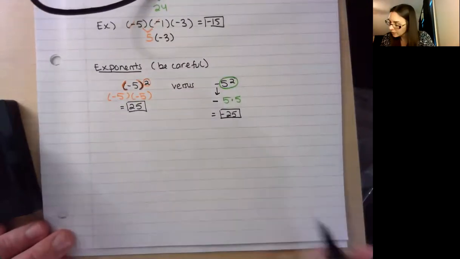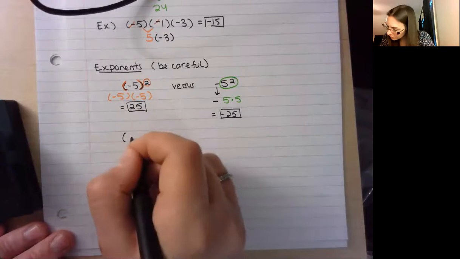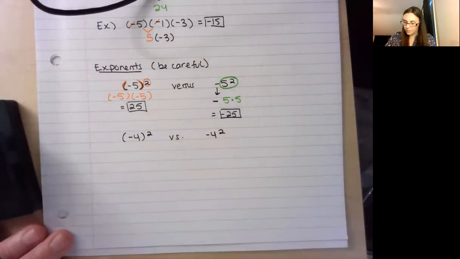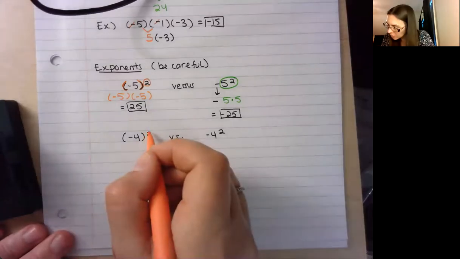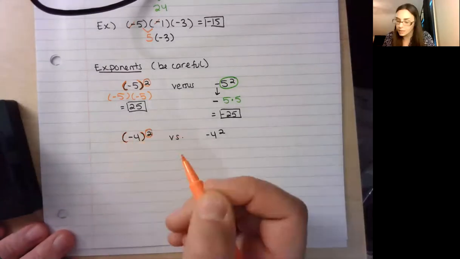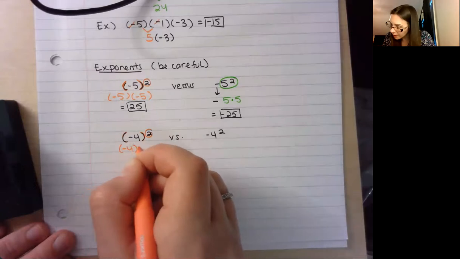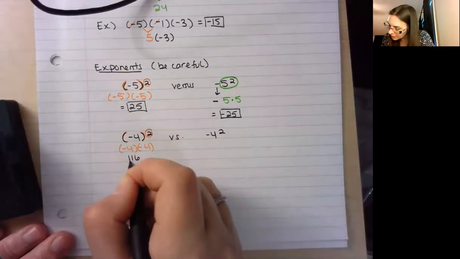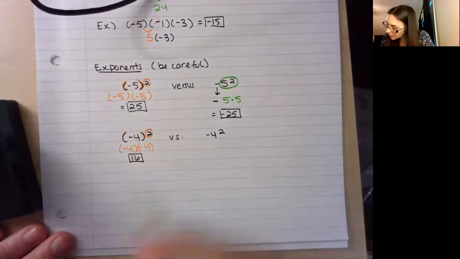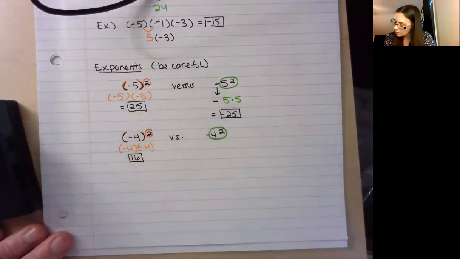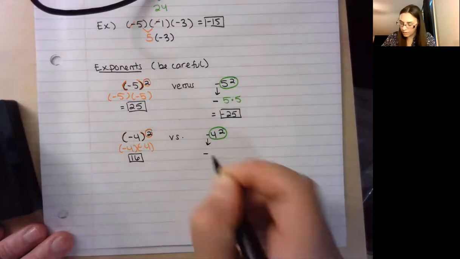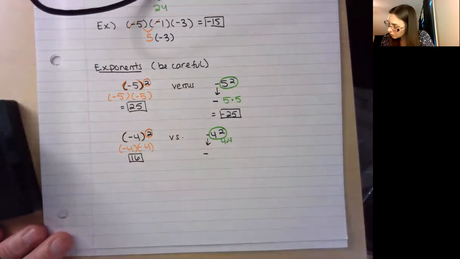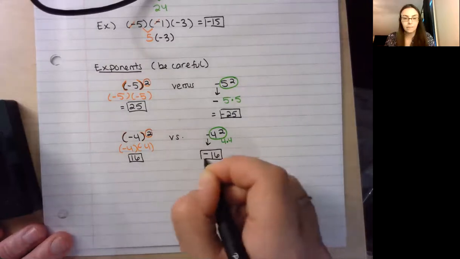Okay, let's do another one. All right, so same thing. Notice how that square is touching the whole parentheses. So the whole thing gets multiplied out, and you end up with -4 times -4, which is positive 16. Over here, I do not have parentheses, so this negative just tags along, and then this is just 4 times 4, which is 16. So my answer here is -16.